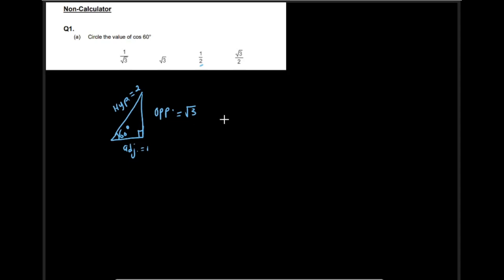Now from here we're going to make reference to our concept of SOHCAHTOA. SOHCAHTOA simply means sine is equal to opposite over hypotenuse. That's sine of any angle, sine theta is equal to opposite over hypotenuse. Cos is equal to adjacent over hypotenuse. Tan is equal to opposite over adjacent.